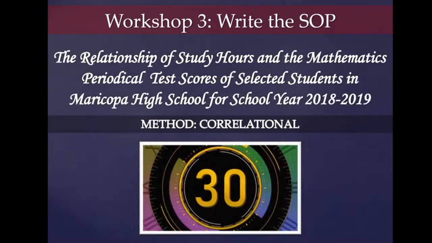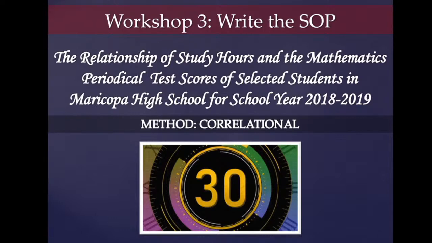Okay, so if you were not able to pull off the previous research title for the statement of the problem, I think that you can do better in this next title. All right, so let's have another title to use as basis for the research questions that we will write. Here we have: the relationship of study hours and the mathematics periodical test scores of selected students in Maricopa High School for school year 2018-2019.